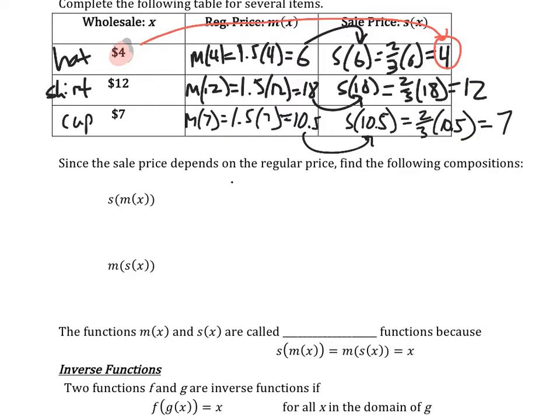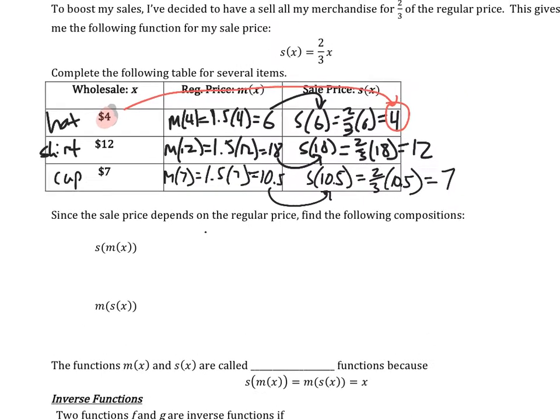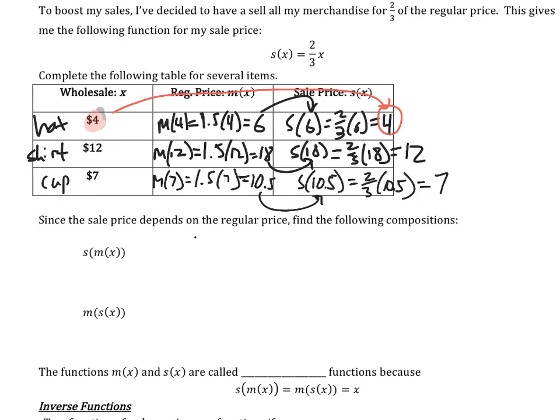Let's do a composition. Let's take our sale function and plug M of x into it. Our sale function is 2/3 of x, and now we're going to plug in our merchandise, or markup function, which is 1.5x. When we do that, 2/3 times 1.5x, 2/3 of 1.5 is 1, so we get 1x, or just x. That's kind of interesting.